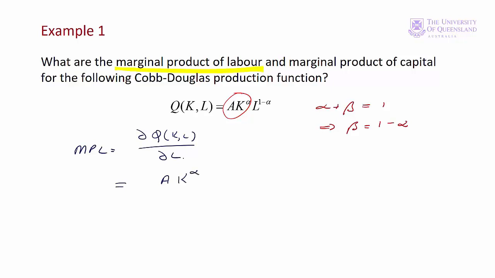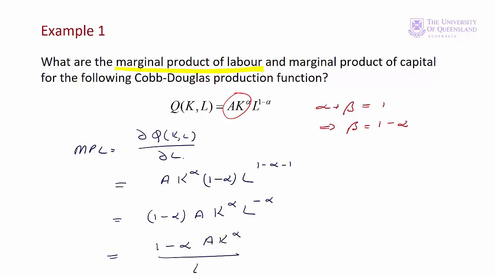We differentiate the L term using the power rule. So bring the exponent down, that'll be 1 minus alpha times L to the 1 minus alpha minus 1. And so that's equal to 1 minus alpha first, A, K to the alpha, L to the minus alpha. Another way of writing that, we would have 1 minus alpha, A K to the alpha, over L to the alpha.